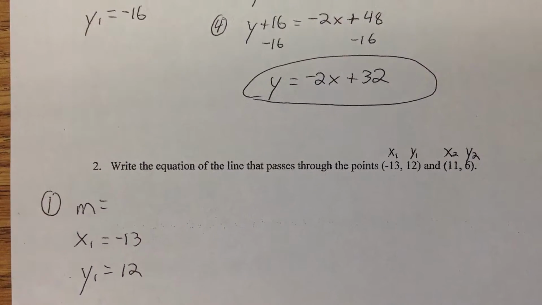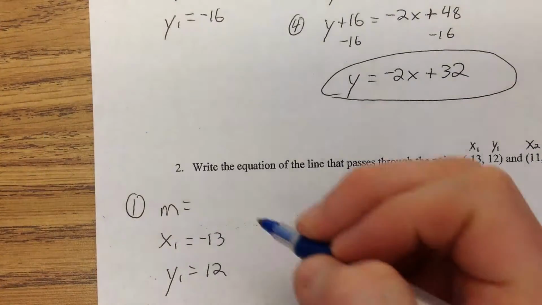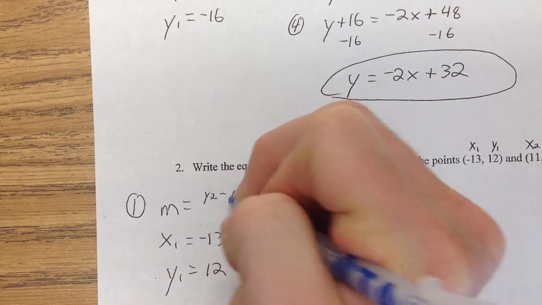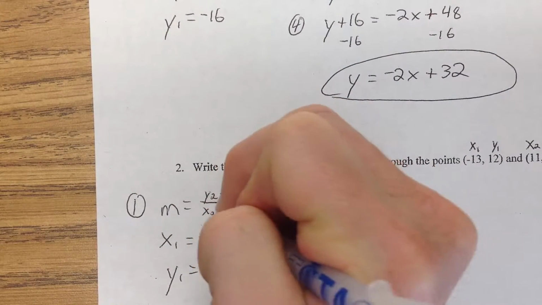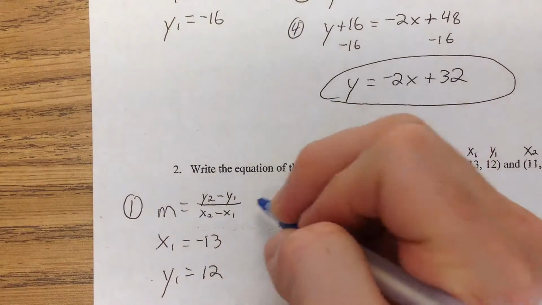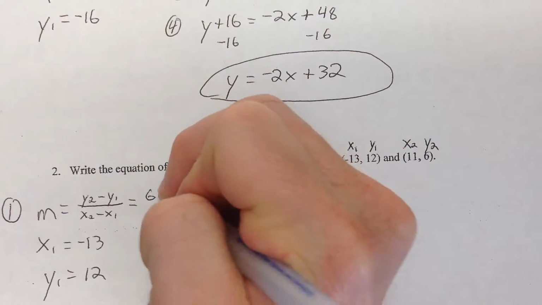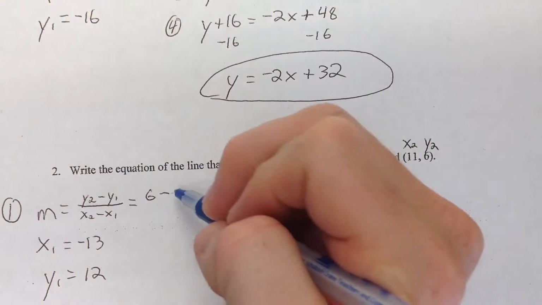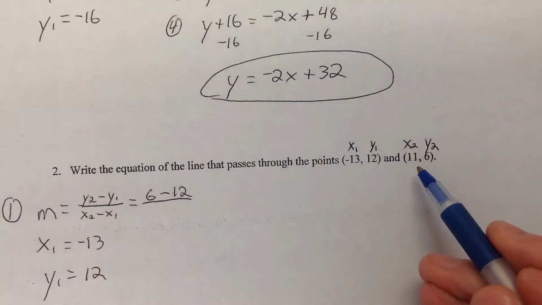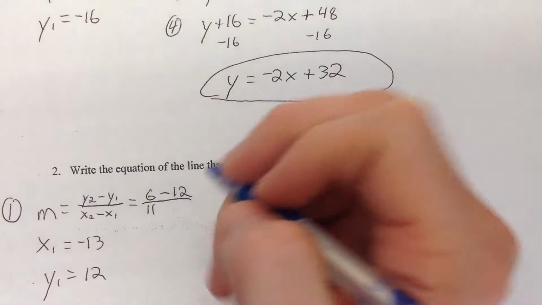Now, the m is a little trickier here because in the first problem they gave us the m. In this problem they didn't give us the m, but they gave us 2 points, which means we have enough information to calculate the m. We're just going to use our slope formula, which is y2 minus y1 over x2 minus x1. So they didn't give it to us, but we can still find it. Our y2 is 6. Our y1 is 12. Our x2 is 11. And our x1 is a negative 13.